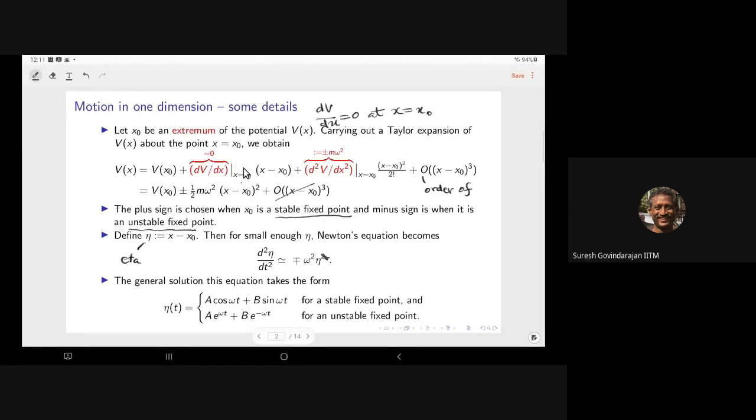Is that clear? So the general solution is eta of t equal to a cos omega t plus b sin omega t for the upper sign, and it is a e power omega t plus b e power minus omega t for an unstable system. So we can see that at least for small values, the sign matters, and stability requires that this term has this positive sign. Is this clear? Yes, sir.